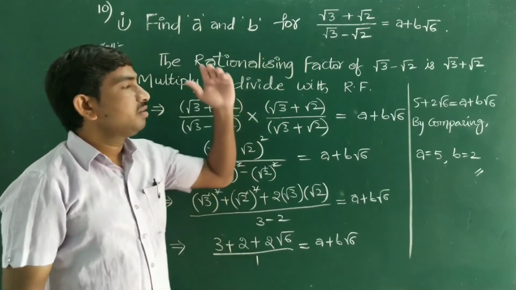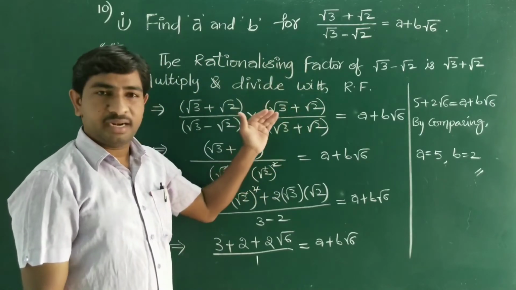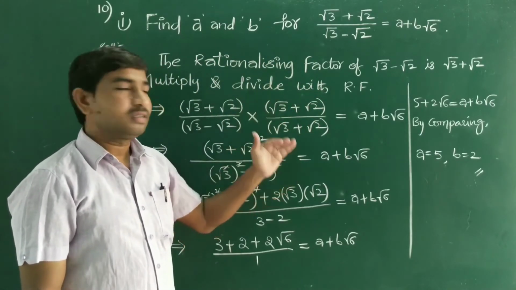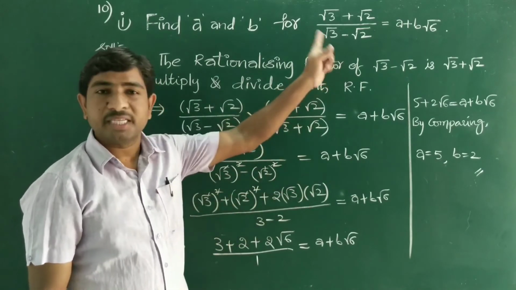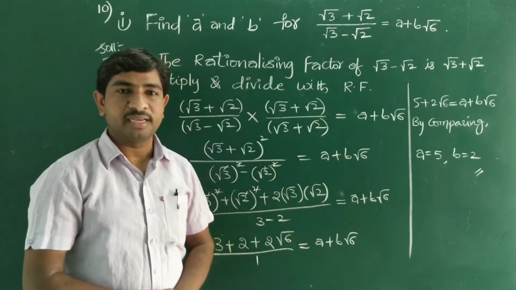First of all, we have to take the rationalizing factor of the numerator and denominator by multiplying or dividing with the rationalizing factor. Then we will get that into the form of a plus b root 6. Then finally we will get what? a and b values. Okay.